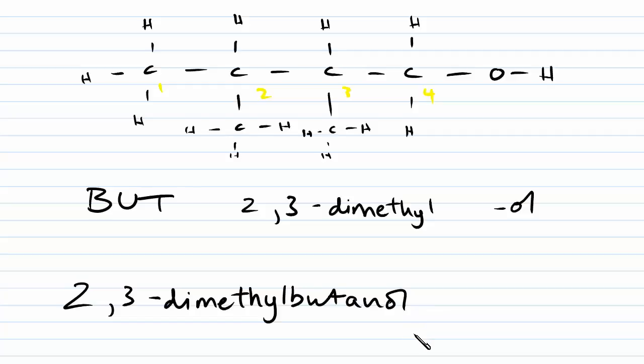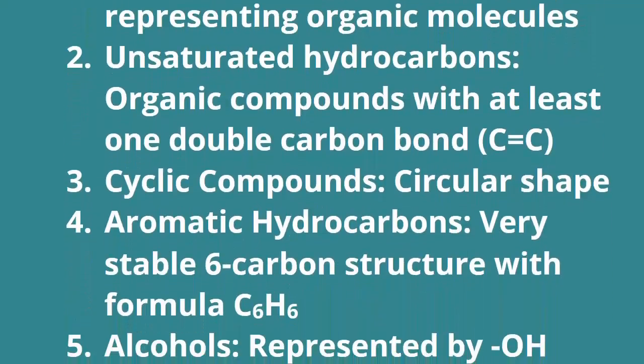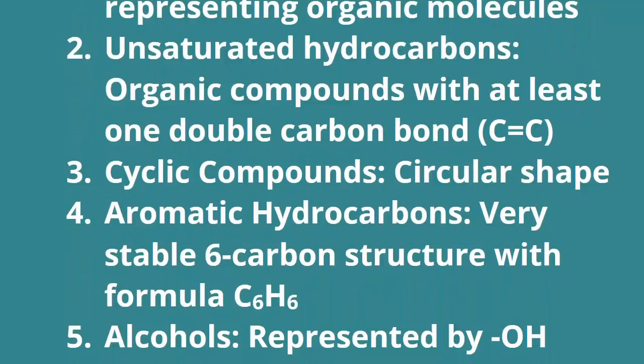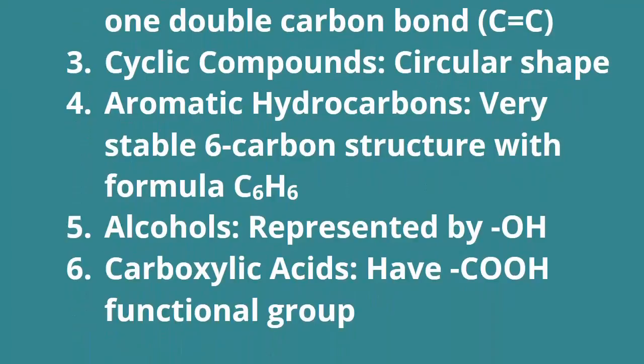Excellent, so now let's summarise what we've learned today. Skeletal formula is the briefest way of representing organic molecules. Unsaturated hydrocarbons are organic compounds with at least one double carbon bond, which is C=C. Cyclic compounds have a circular shape. Aromatic hydrocarbons are very stable 6 carbon structures with a formula of C6H6. They include at least one benzene ring. Alcohols are represented by an OH functional group, and carboxylic acids have a COOH functional group.